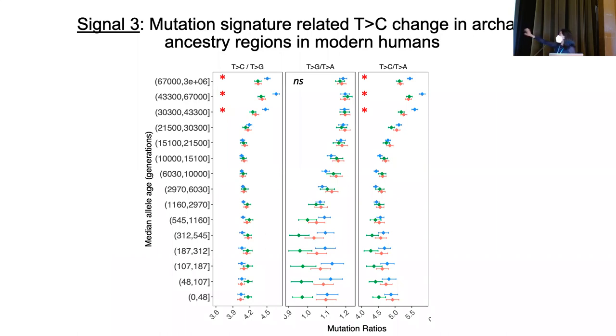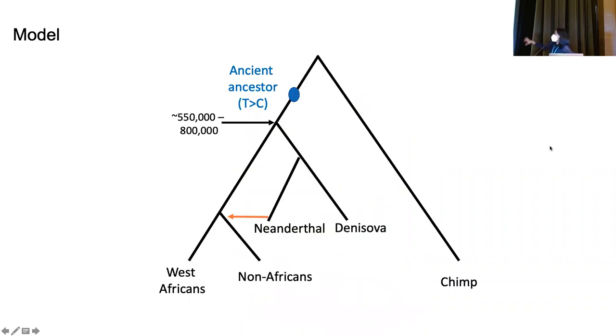We can again look at these ratios and change the numerator and denominator to find if it's the T2C or the T2G mutations. And we find that the signal is actually driven by T2C mutations. So the model that emerges from these analyses is that at some point in the past, in the common ancestor of modern humans, before the divergence of modern humans, Neanderthals, and Denisovans, there was a different rate of T2C in the common ancestral population. And somehow some of those lineages are still present in Africans and non-Africans, but present at different rates.